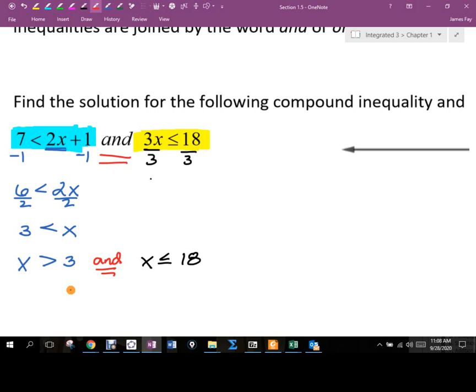What about 25? Is it bigger than 3 and less than or equal to 18? It's not less than or equal to 18, right? So that number needs to be kicked out. So when we graph this, we need to pay attention to that kind of thing.